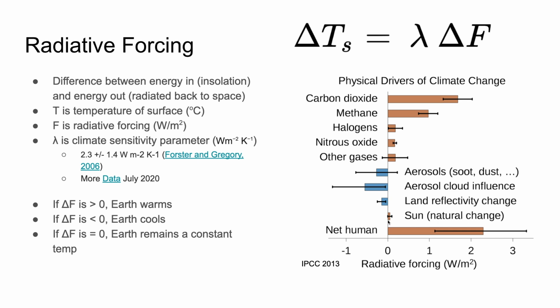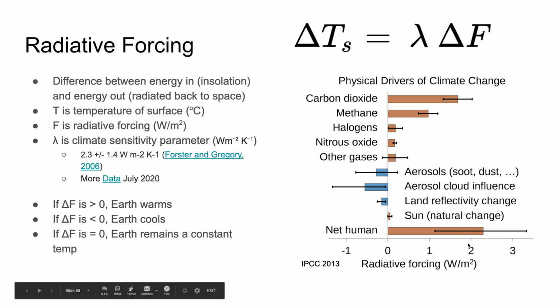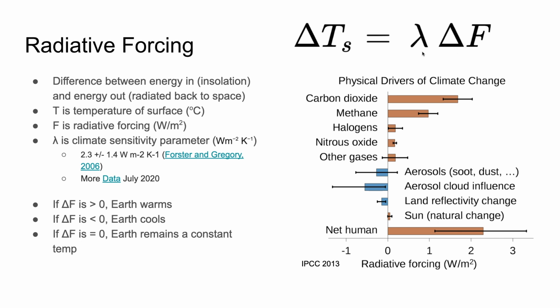So what do we do with this increase in energy in watts per meter squared over the surface of the Earth? Well, we can take that and find out how much that's going to warm up the surface. All we have to do is take that number and multiply it by the climate sensitivity parameter, which has been estimated by a whole bunch of different places, and it's somewhere around 2.3 watts per meter squared per Kelvin. If we multiply those together, we get a change in the surface temperature of the Earth. So long as this number is above 0, Earth warms. If this number is below 0, Earth cools. And if this number is at 0, then the temperature of the Earth remains constant.